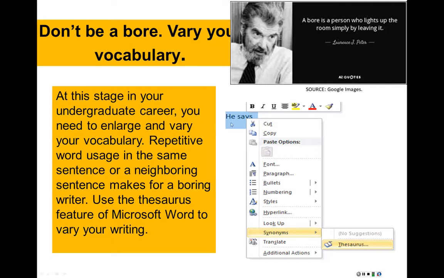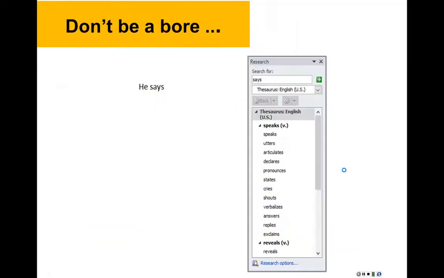So a lot of students in their paper, they'll be referring to their research, and they'll be referring to the author, and they'll say, he says, she says, he says, she says. That sounds like something you would write in the 5th or 6th grade. Don't keep saying says. Instead, highlight the word says, right-click it in your Word document, go to synonyms, and go to a wonderful feature called the thesaurus. And the thesaurus will enable you to find similar words, synonyms, literally.